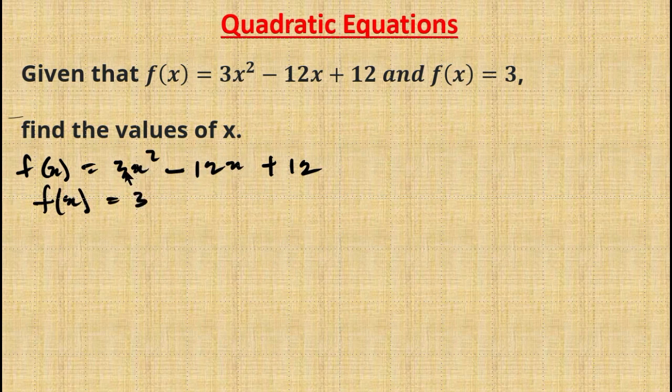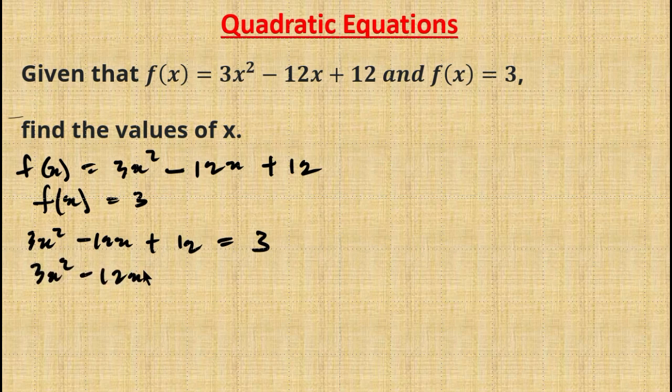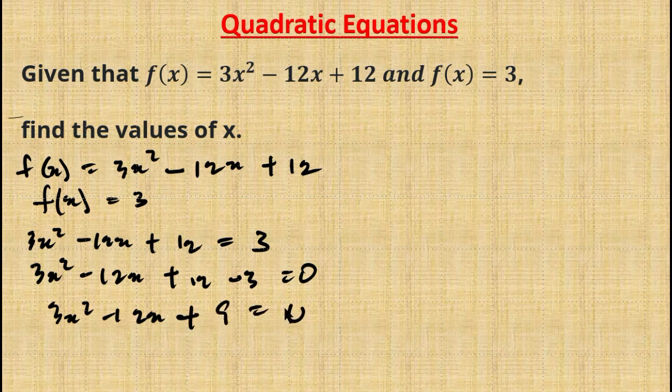Now if f of x is equal to 3x squared minus 12x plus 12, and the same f of x is equal to 3, obviously my 3x squared minus 12x plus 12 is the same thing as 3. Now I can collect like terms, so that 3x squared minus 12x plus 12 minus 3 equals 0. So that this is 3x squared minus 12x plus 9 equals 0.